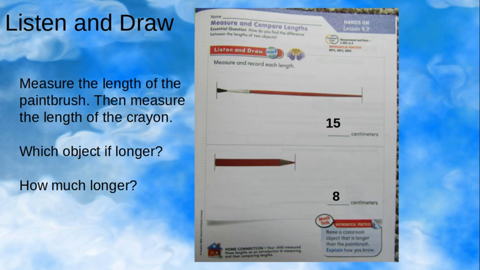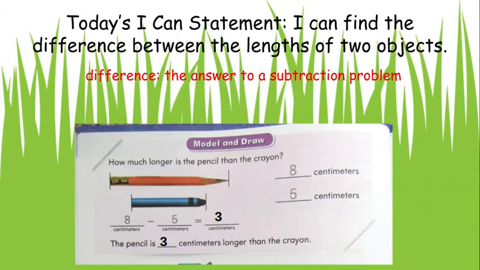So which object is longer? The paintbrush. How much longer? Well, that's the question we're going to be answering with today's lesson when we find the difference between the length of two objects. So let's look at our I can statement. I can find the difference between the lengths of two objects.